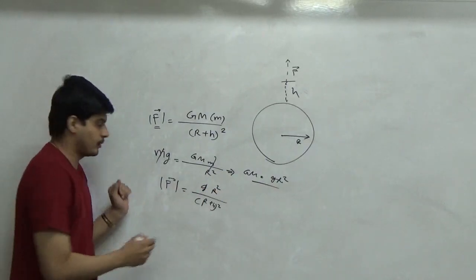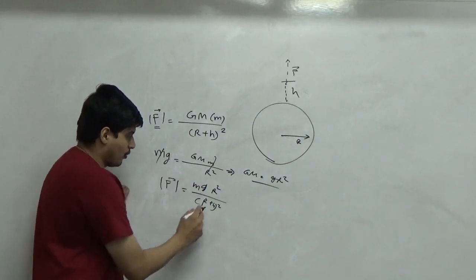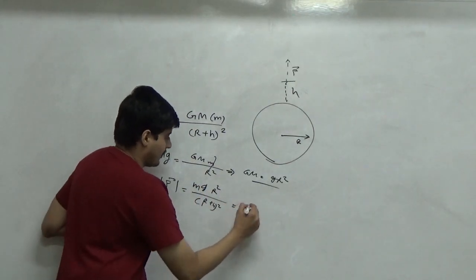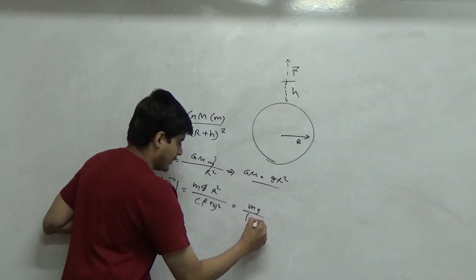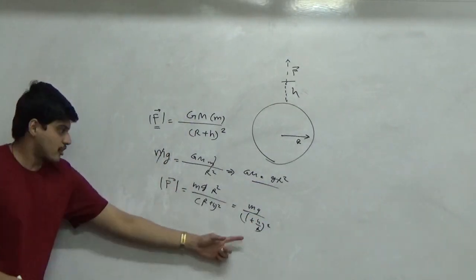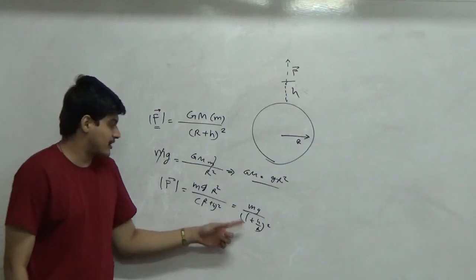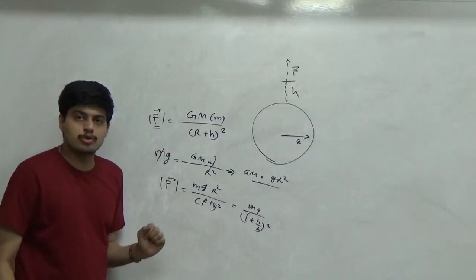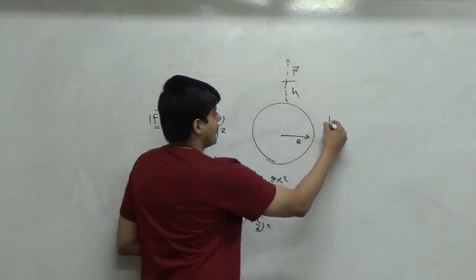r square. Okay? Now I will take it down to say mg upon (1 plus h by r) whole square. This is not of any practical use to me because this equation is very complicated to solve. Right? I will make one more simplification.